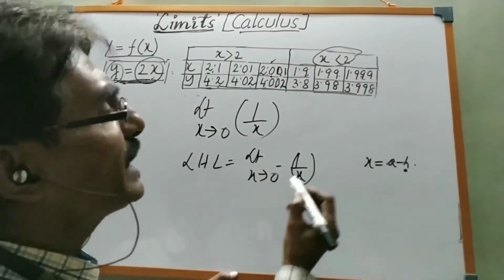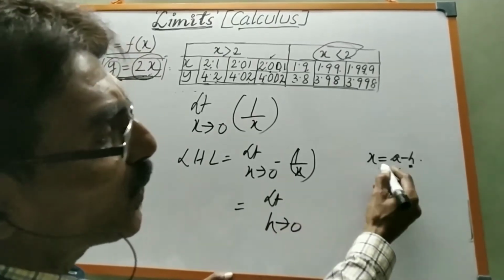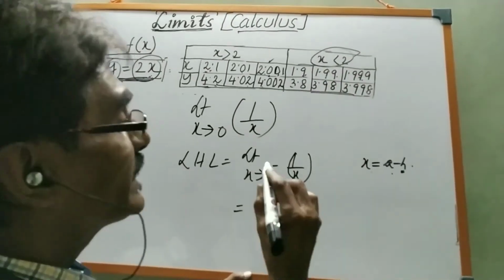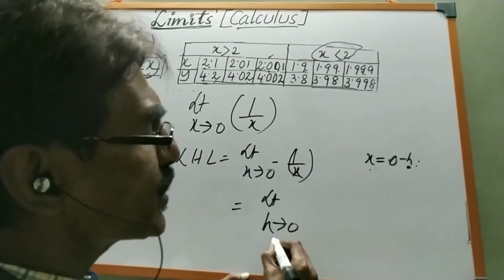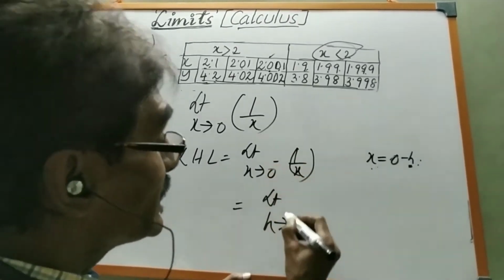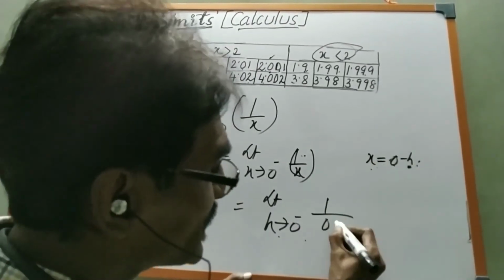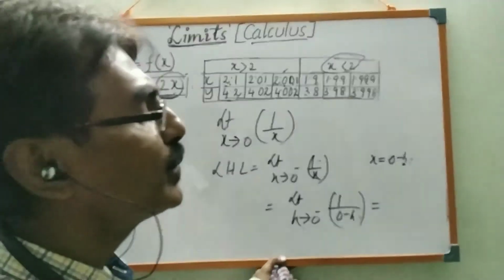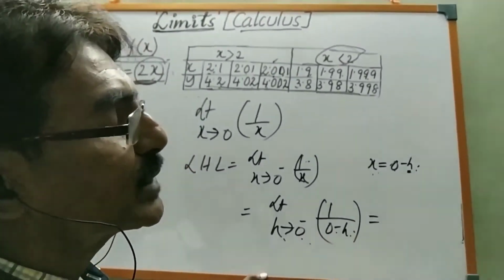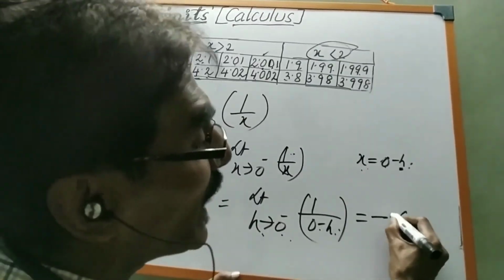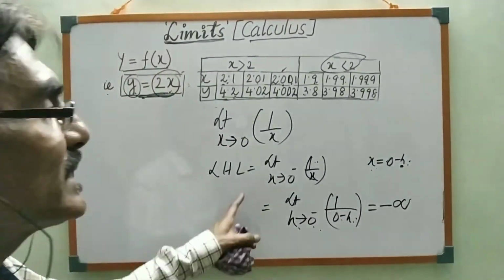Now, if I consider x equal to a minus h, then we can write limit h tends to 0. If x tends to 0, then h also tends to 0, and here a is actually 0 for the question. And what we are getting is 1 by 0 minus h. So the answer is limit of minus 1 by h. If I substitute h is 0, it is undefined, or we can write minus infinity, since 1 by h is infinity, and the minus sign stays the same. So this is the left hand limit.